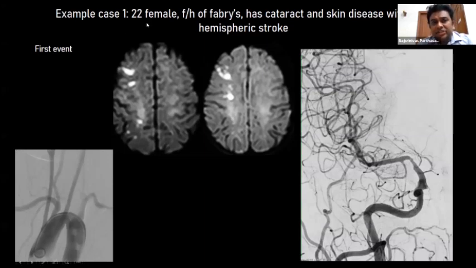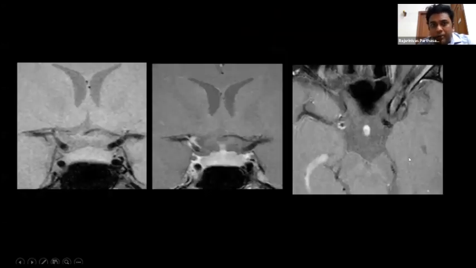So this is case 1, a 22-year-old female, family history of Fabry's disease, has cataracts and skin disease, with right hemispheric stroke. We all see that. Right terminal IC is narrow. M1 origin is narrow. The first vessel wall imaging shows thickened wall, nearly concentric enhancement, avid enhancement as much as the pituitary stalk. She doesn't have any vascular risk factors.